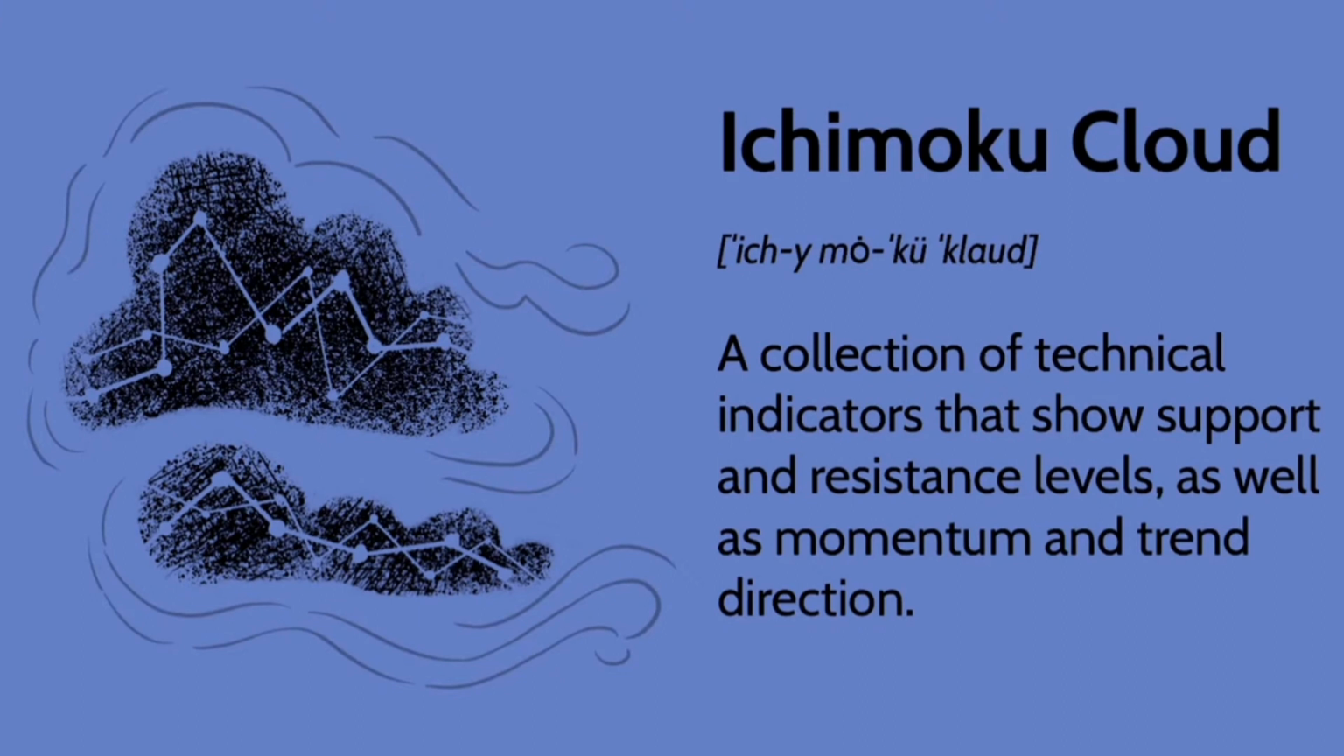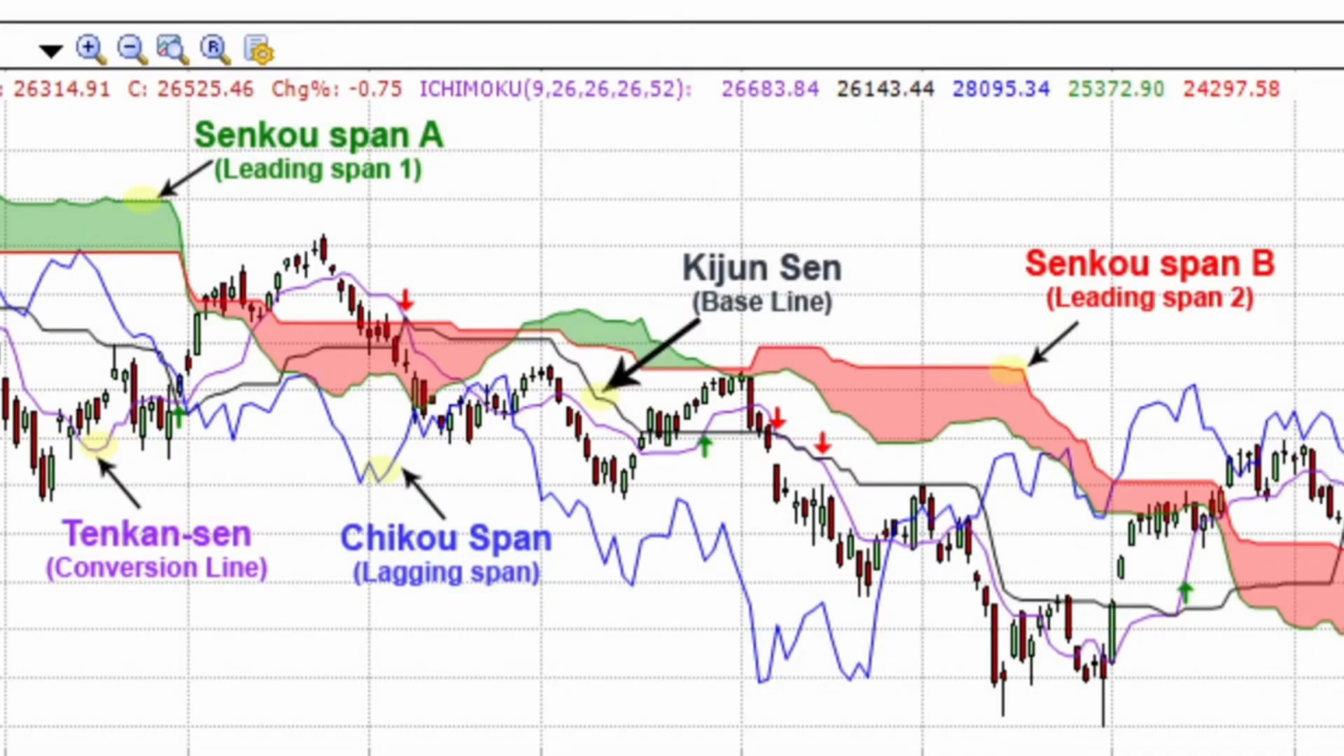The Ichimoku Cloud indicator consists of several components that work together to create a visual representation of support and resistance levels, momentum, and trend direction. The components include first Tenkan-sen, or conversion line. This moving average shows the short-term trend. Kijun-sen, or baseline. This moving average shows the medium trend. Next, Senkou Span A and Senkou Span B.